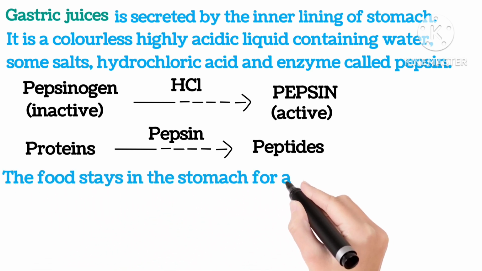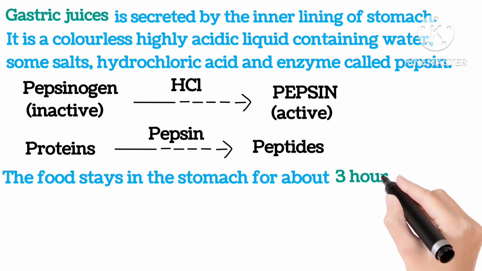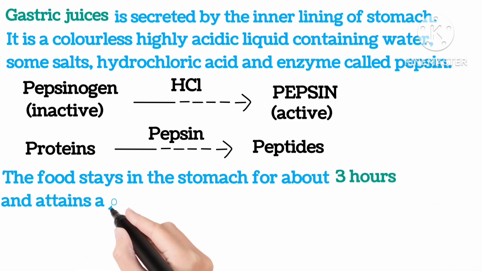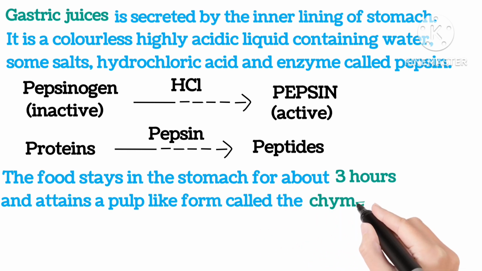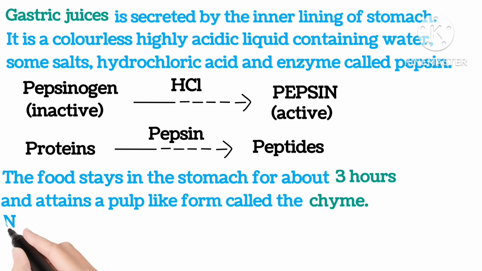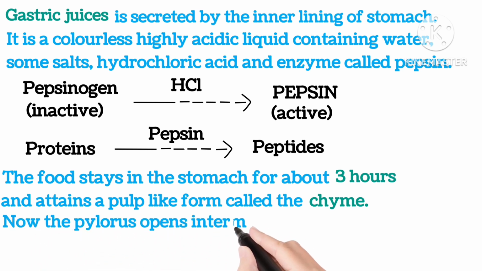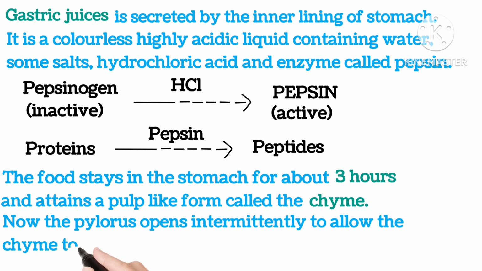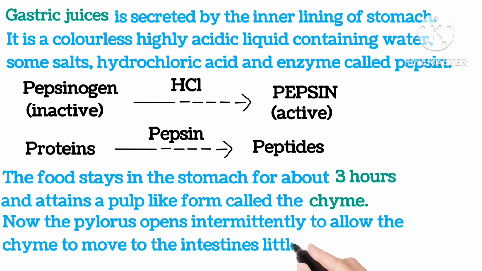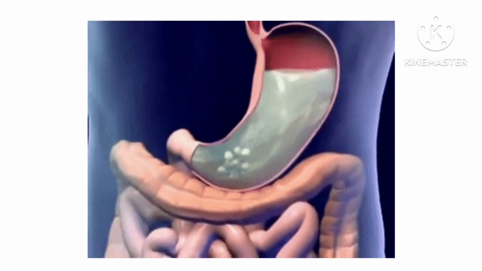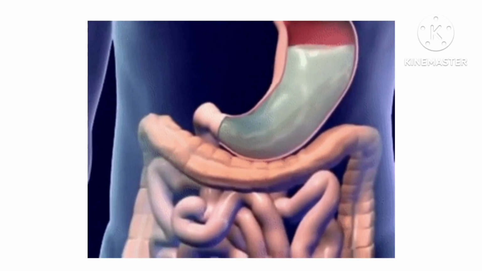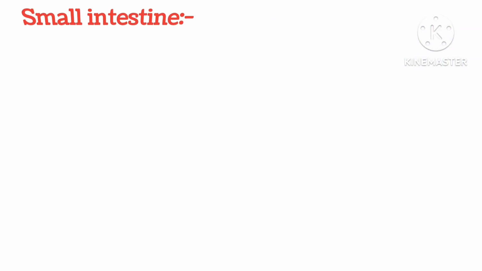The food stays in the stomach for about 3 hours and attains a pulp-like form called the chyme. Now the pylorus opens intermittently to allow the chyme to move into the intestine little by little. You can see in the picture how chyme is pushed from the pyloric sphincter into the duodenum, small intestine.